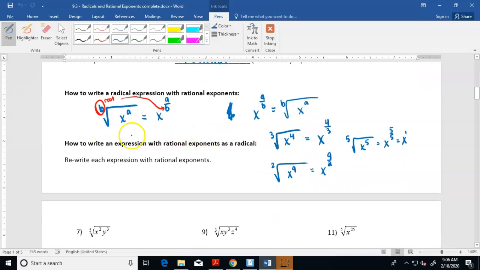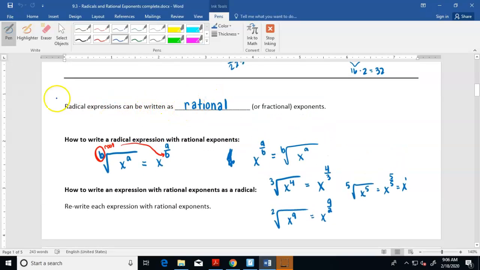Then we began really quickly talking about writing radical expressions with rational exponents, or fractional exponents. So if we have a root, and there's a little b out here, and there's an exponent of a on the inside, then we would write this as x to the a over b. So the exponent on the inside goes on the top, the root goes on the bottom, because roots go on the bottom of a tree. Right?